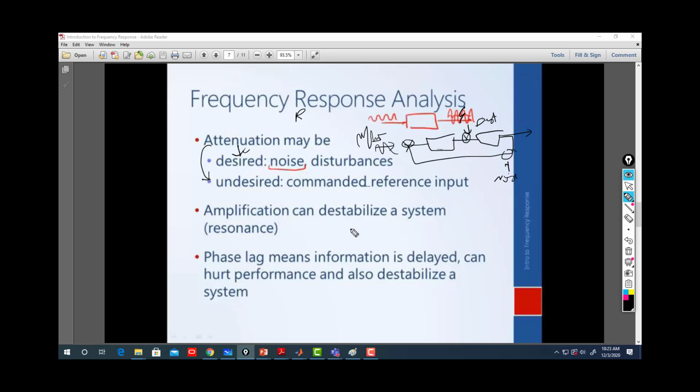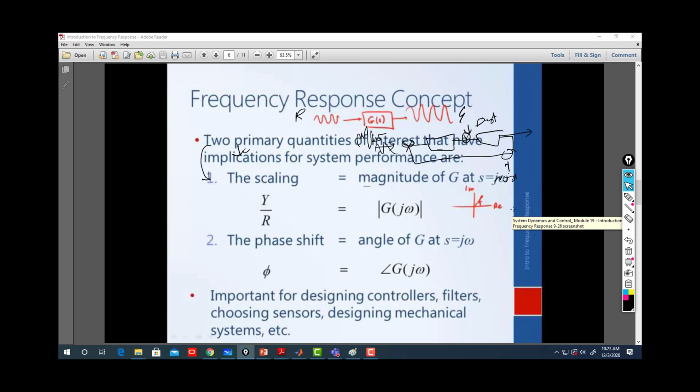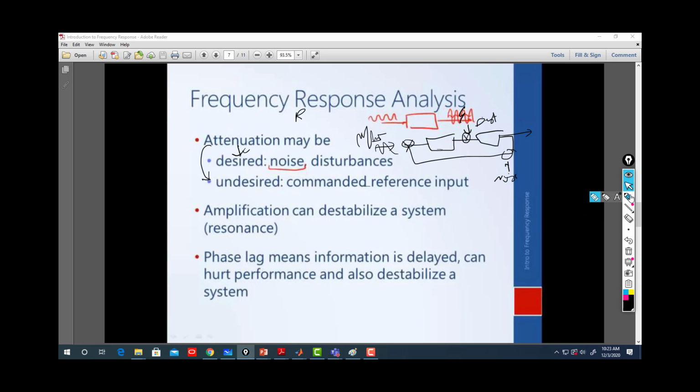So here, what I'm saying is, if you amplify the system too much, you can destabilize it, like if you are at resonance, for example, and then you may have a lot of amplification and it leads to an unstable system. Also, phase lag means information is delayed. That's what I mean by phase lag.